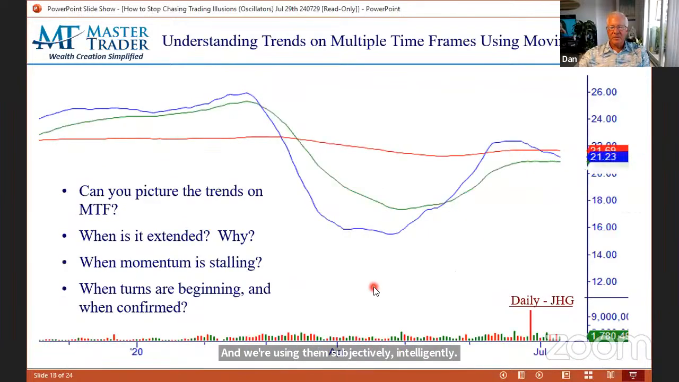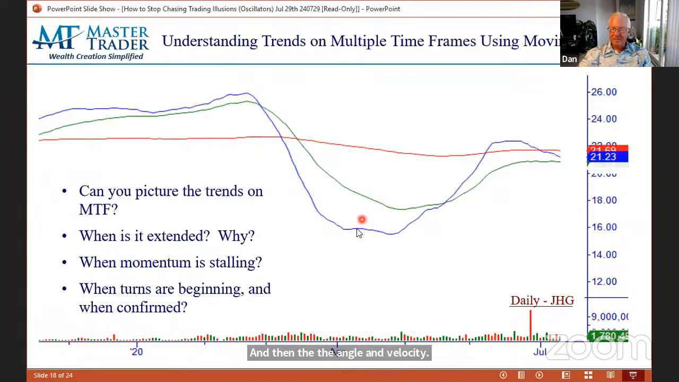Here's another example. I purposely took off the candlesticks. In the next slide, we'll put them back on. So remember, short, intermediate, long term. Can you picture the trends on multiple time frames? Yeah, I have a longer term flat, and I have a rising 20 above a rising 50. It went flat in an intermediate term uptrend. It tried to break out. A cross doesn't mean anything to me without looking at the data, and then the angle and velocity of this.